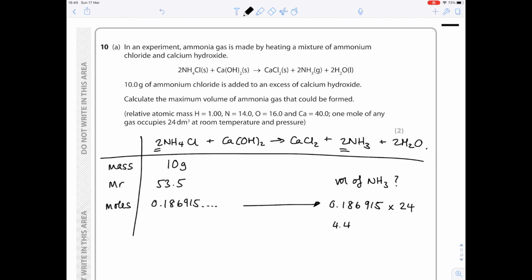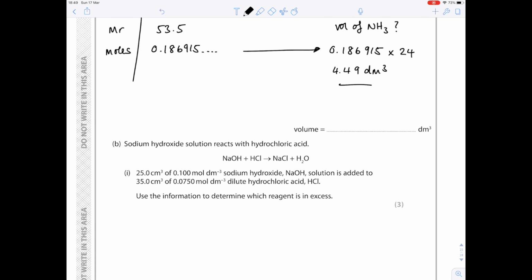So you get 4.49 decimeters cubed, and we just need to double check and have a look at the units. Yeah, it's decimeters cubed, so that's actually the correct answer.